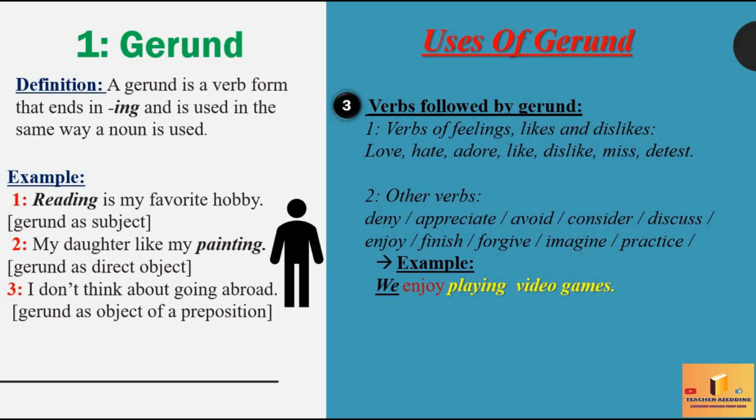Number three. Verbs followed by gerund. When you find one of these verbs, please follow them by gerund. The first type of verbs are verbs of feelings, likes and dislikes, like love, hate, adore, like, dislike, miss, and detest. And of course we have other verbs that can take the gerund.